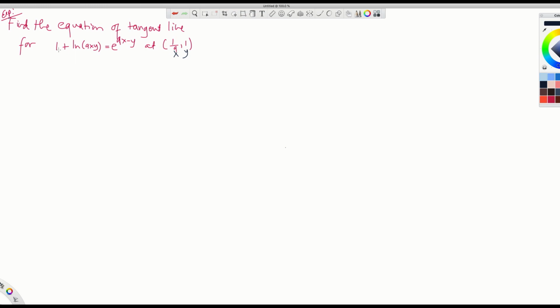Okay, so how do I find out the first? The equation of the tangent line is y minus y1 equals m times x minus x1, right? That's the equation of the tangent line. But what is m? M is f prime of x. That is the same as y prime, right? But you need to find m at a particular value of x and y. Okay, so let's do that.